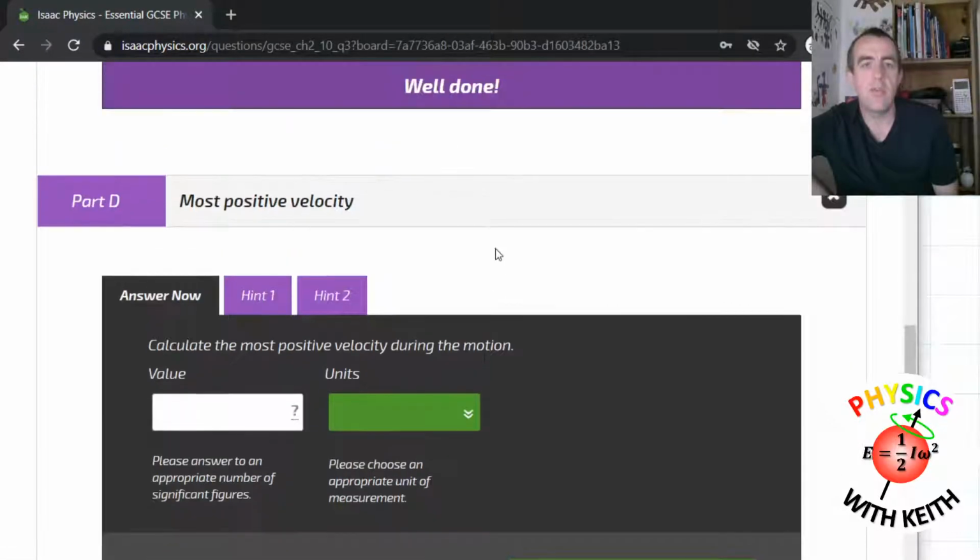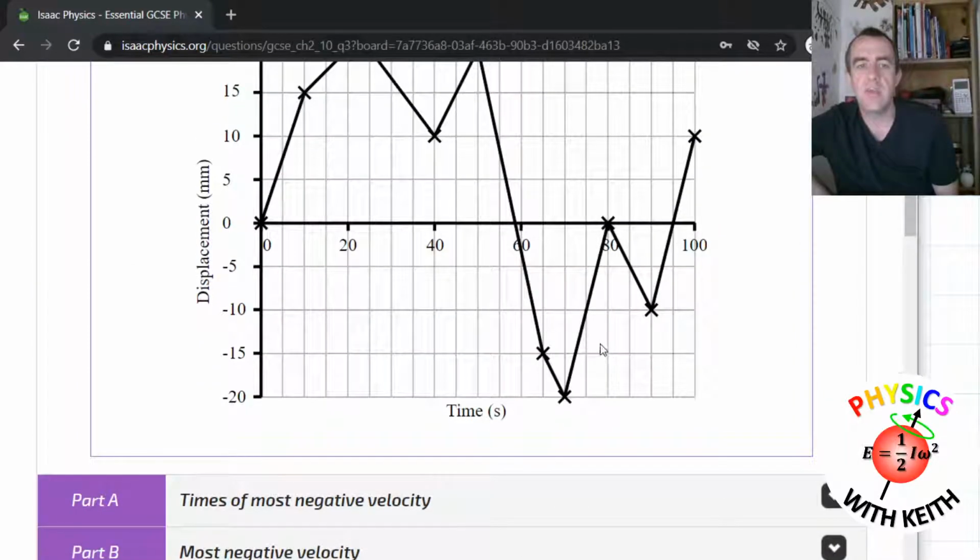Then it says calculate the most positive velocity. We're going to do the same thing. So we can take the final velocity, which is 10, subtract the initial velocity, which is minus 10. So that's an increase of 20 millimeters distance. Did I say velocity? I'm so sorry. The displacement is 10 millimeters here, and negative 10 millimeters here. So 10 minus negative 10 is 20 millimeters, divided by 10 seconds. So 20 divided by 10 is 2. So that should be positive 2.